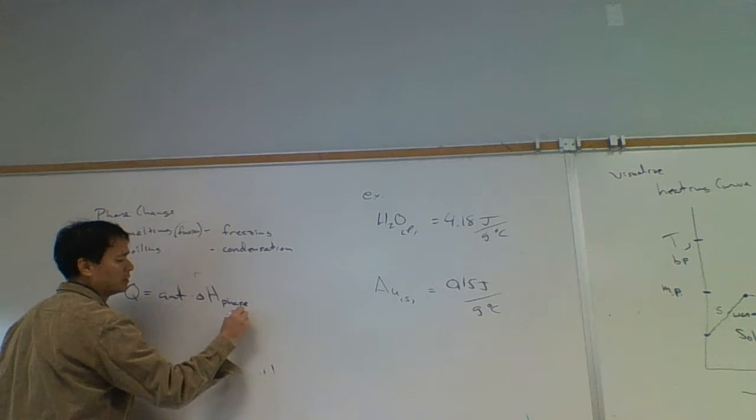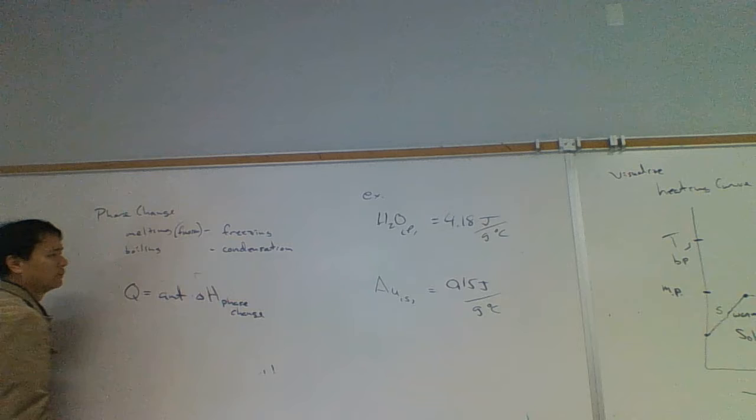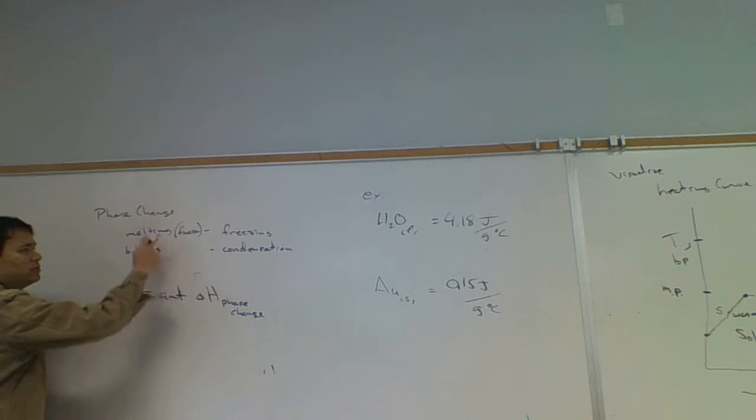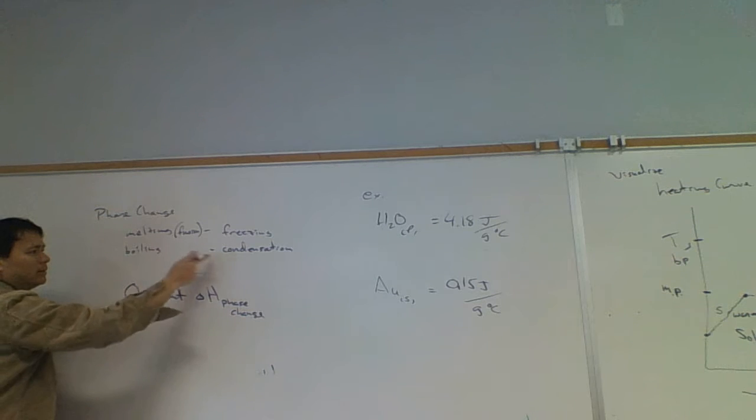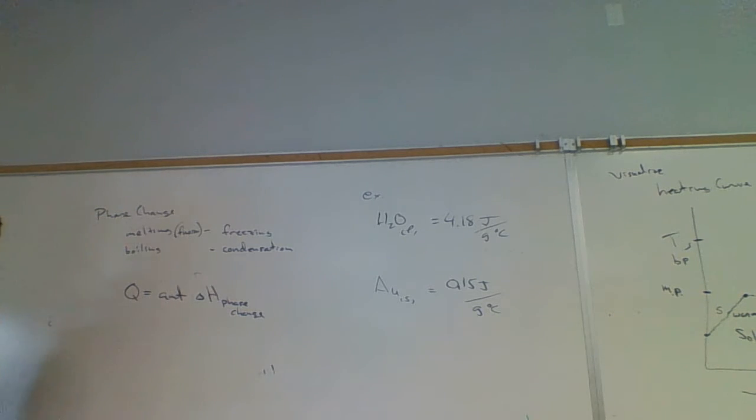And those are usually indicated by the subscript that we use. We'll have delta H of fusion, delta H of freezing, delta H of boiling, delta H of condensation. We only need one of the fusion or the freezing because the other is going to be equal and opposite.